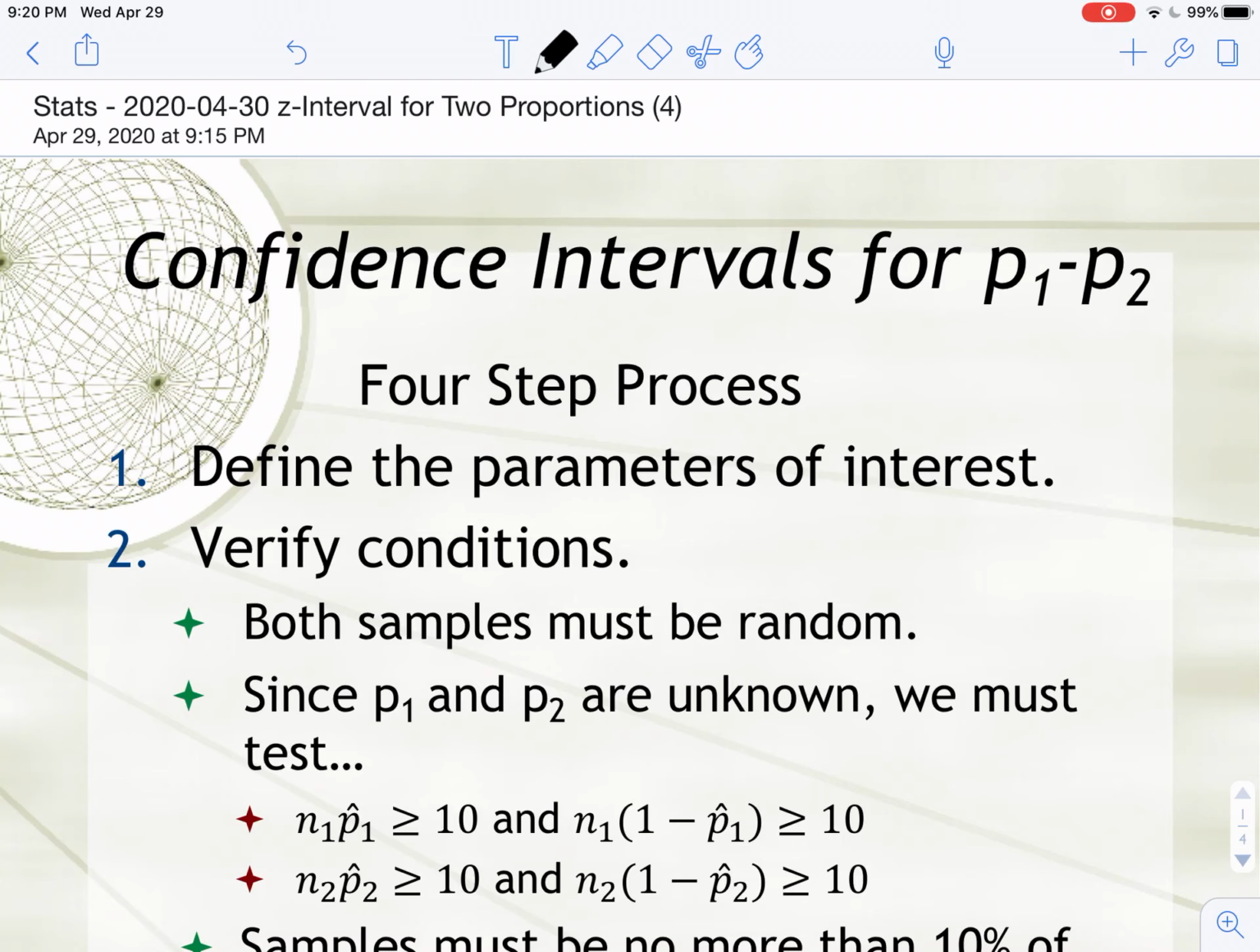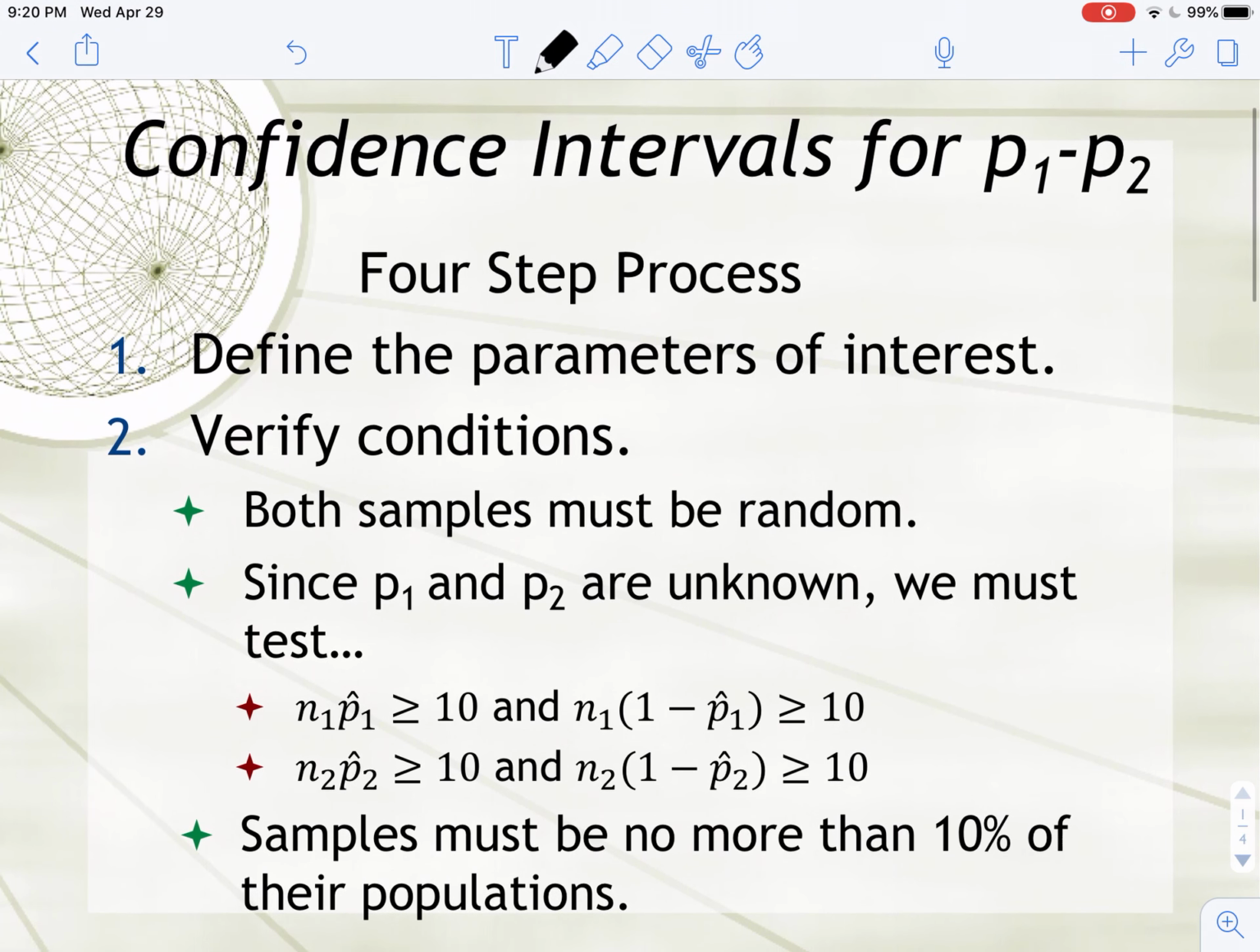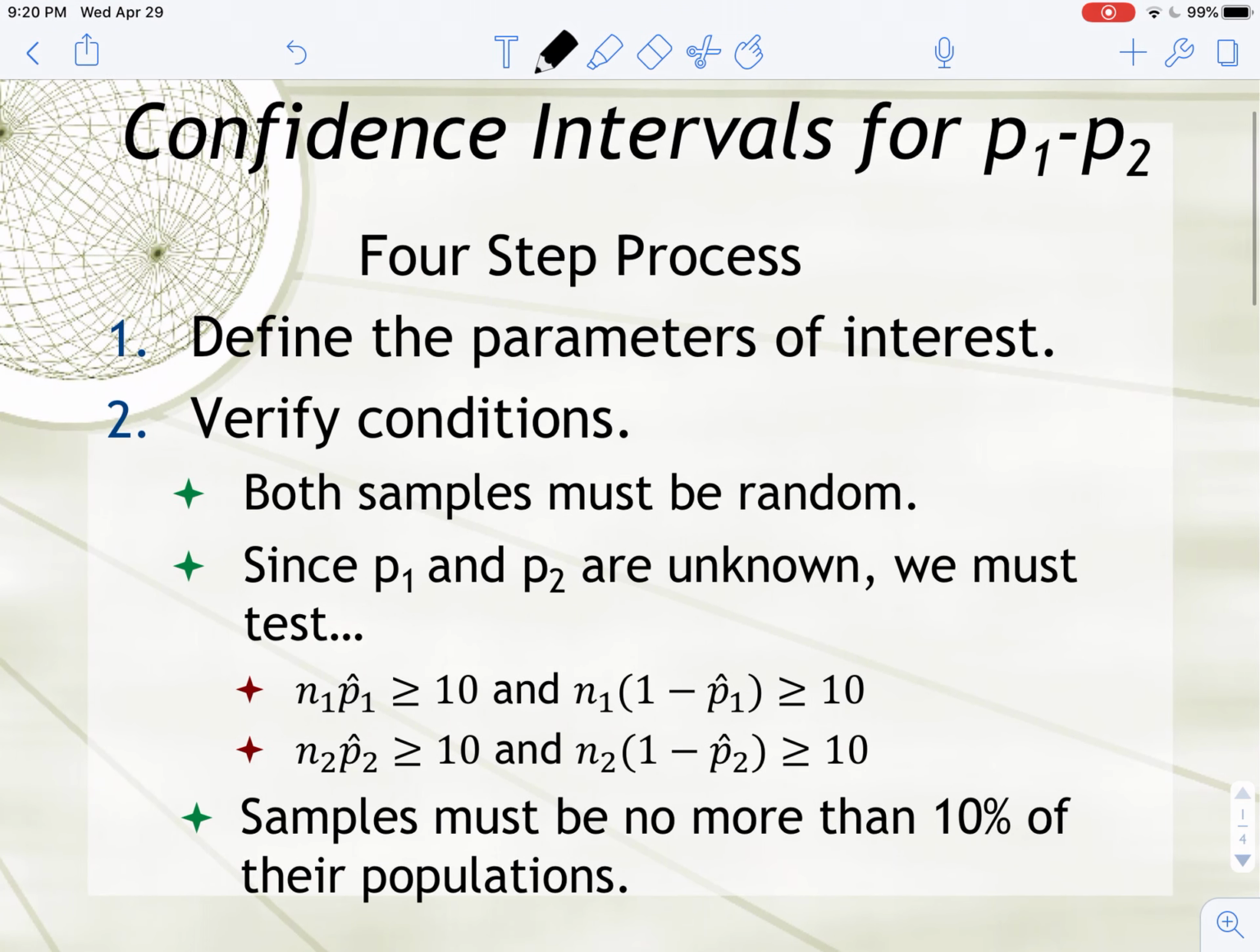Hey, what's up everybody? This tutorial is going to cover confidence intervals for a difference in two proportions. So I'm going to run through the four-step process and then do an example at the end using the four steps. So four-step process, step one, you're going to define your parameters of interest. So you'll have two parameters this time, two population proportions. So you want to define those in step one.